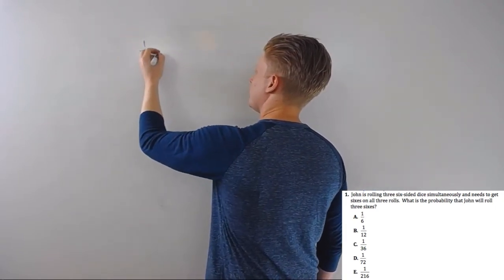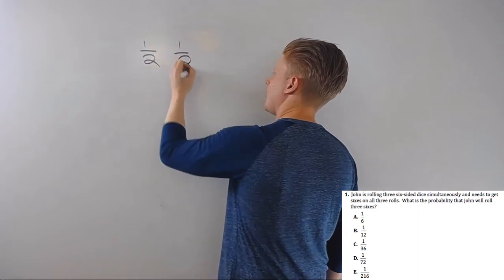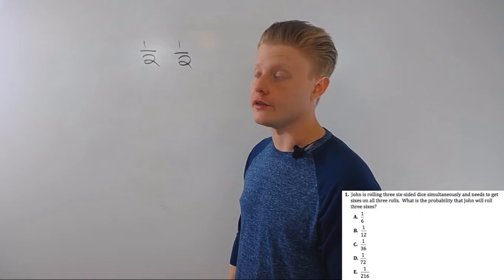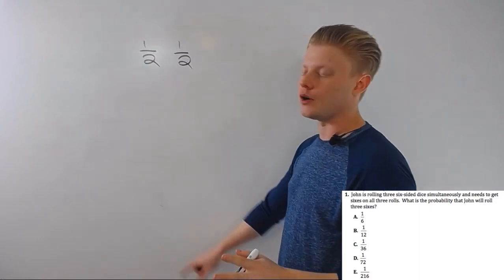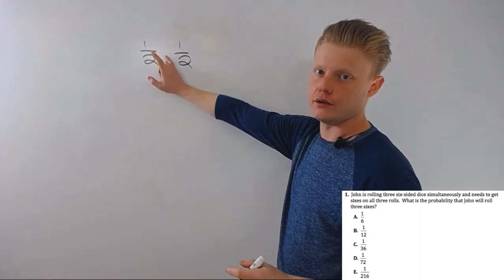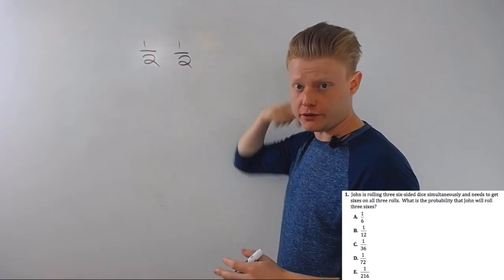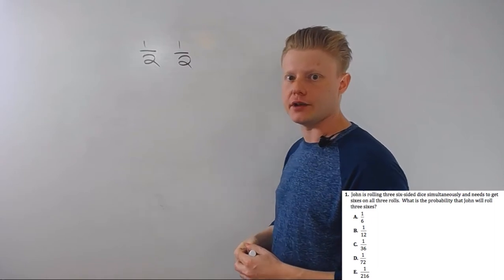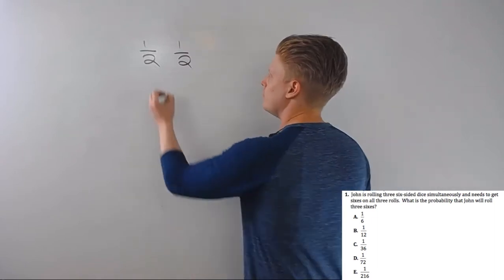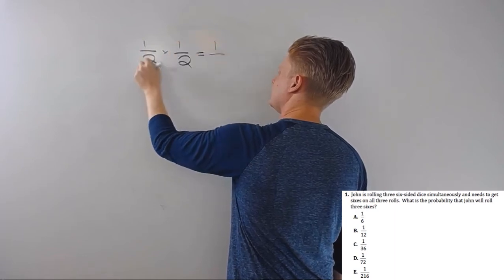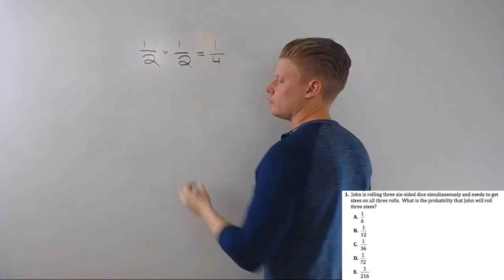Let's say we flip a coin twice, and we want to know the likelihood of it coming up heads and heads. Here's where people goof up. They think you should add here. No. Because if you add, you get 1/2 plus 1/2 equals 1. That means it's a 100% chance that you'll have heads and heads. Multiply. 1 times 1 is 1. 2 times 2 is 4. 1 out of 4. That makes sense.